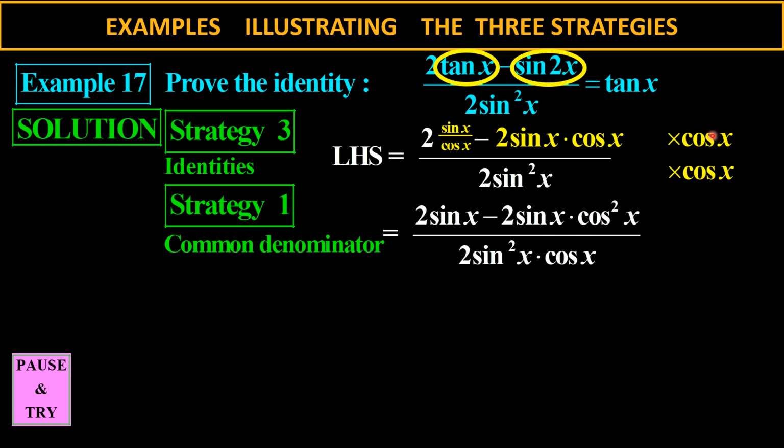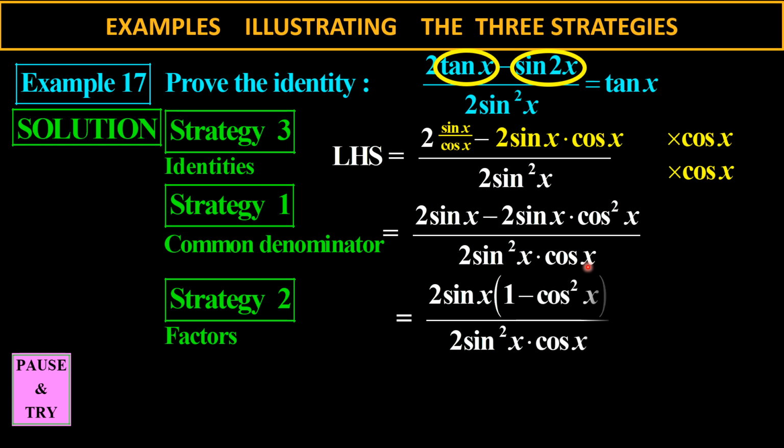So that cos x can cancel with that cos x. That leaves me with 2 sin x, and cos x times cos x becomes cos squared x. And cos x times 2 sin squared x is 2 sin squared x cos x. So we have simplified. Now, can I simplify any further? Nothing can cancel here, so I have to use factorization. Let's see. I can take out a 2 sin x in the numerator. There we've taken out 2 sin x in the numerator, and it ends with 1 minus cos squared x.